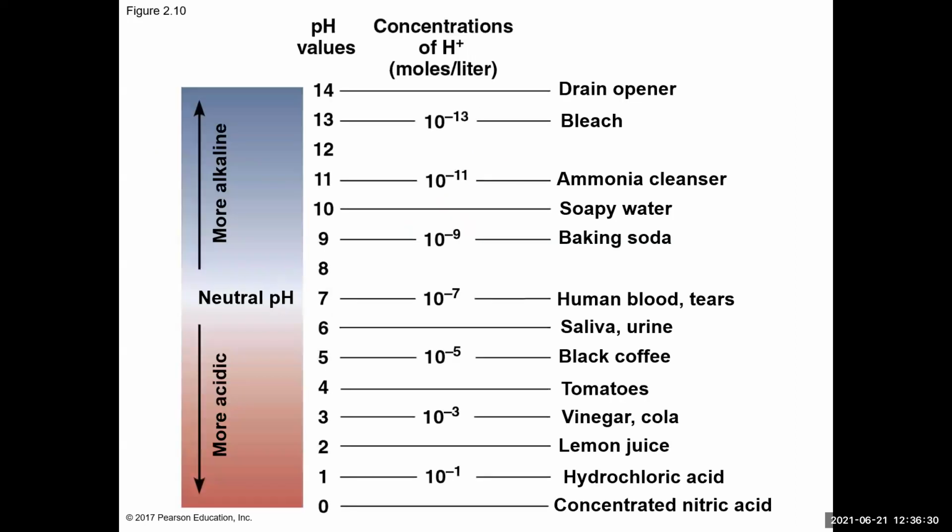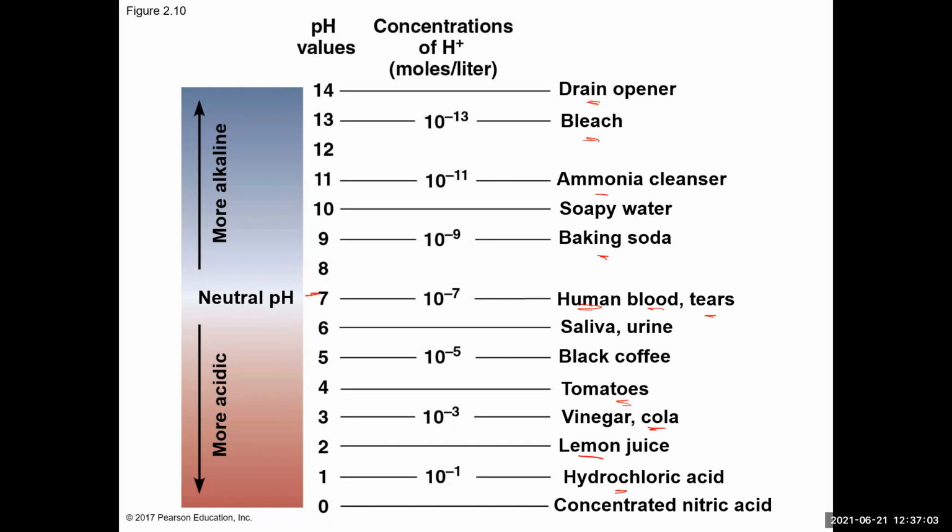So here's an example of a pH scale. So 7 is neutral. So that's like our human blood and our tears. Acidic solutions are like lemon juice or any citrus, vinegar, your soda, and then things like hydrochloric acid, tomatoes. Alkaline solutions are like cleaning materials, so like ammonia, Drano, bleach, baking soda. So all of those are your alkaline substances.